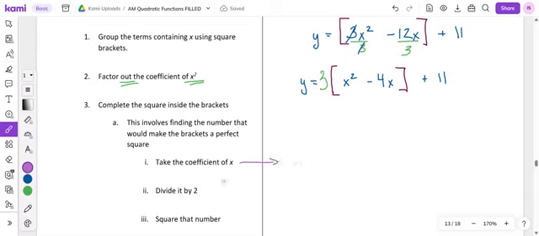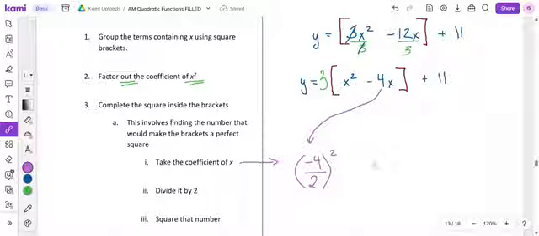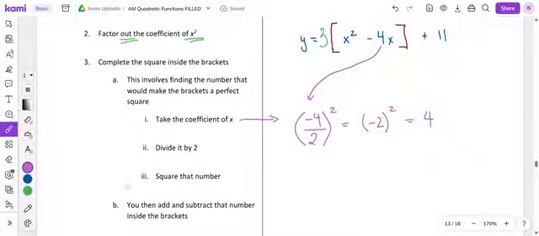So take the coefficient of x. The coefficient of x is negative 4, right? We take the coefficient of x after partial factoring. What do we do to it? We're going to divide it by 2 and square the whole thing. Negative 4 divided by 2 is negative 2. Do you see my beautiful brackets? Because if I didn't have brackets, I might say the answer is negative 4. But it is positive. So in this case, the coefficient and the number we find are the same value. That happens sometimes.